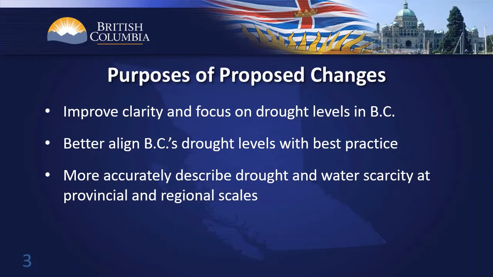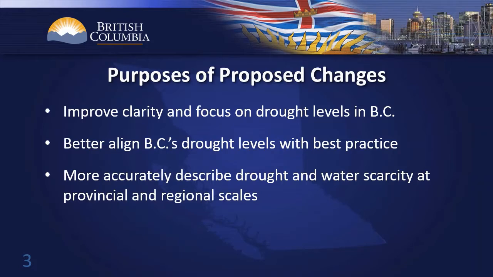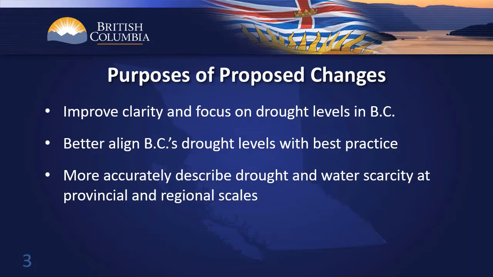Second, we aim to bring the province into better alignment with federal and international drought assessment frameworks. These use a more detailed 6-level scale, including more information on how drought conditions unfold over time. Better alignment between BC, the federal government, and neighboring jurisdictions should help reduce some confusion that exists among the public and water users. Third, the new drought levels aim to more accurately depict drought severity and better represent drought conditions.